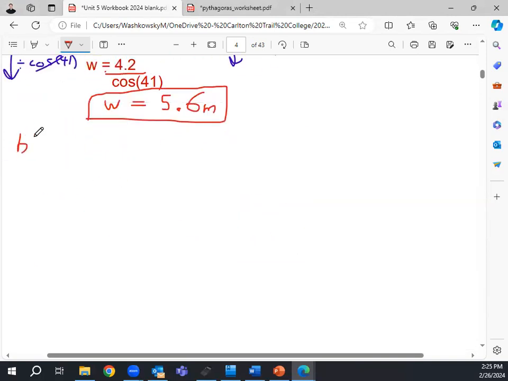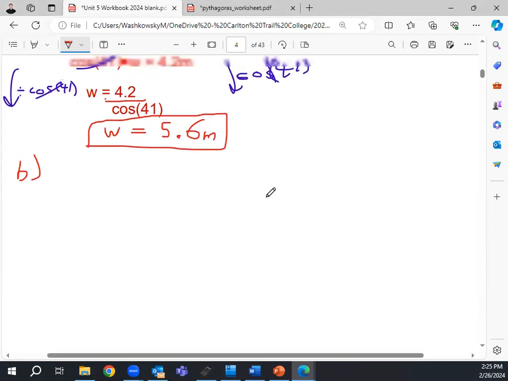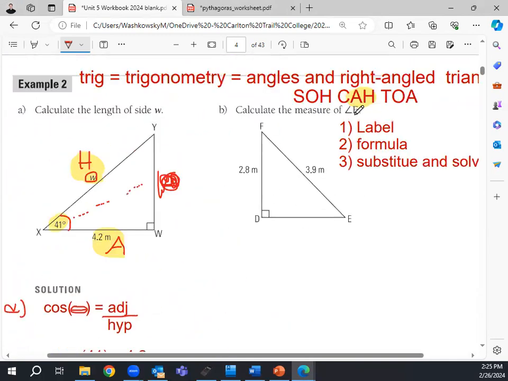Question B asks us, I'm just going to scroll up for a second, to calculate the measure of angle E. That's what this thing means here. It wants us to find this, and I'm going to represent that with that little theta symbol here. That means angle, right? You could put X if you wanted to. That works. But it wants us to find angle E, this thing right here. So I solve it the exact same way. I'm going to label it. 3.9 is the hypotenuse because it's opposite my right angle. 2.8 is the opposite side because it's opposite the angle I'm trying to find, which means this is my adjacent side here.